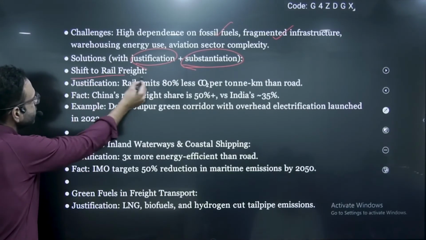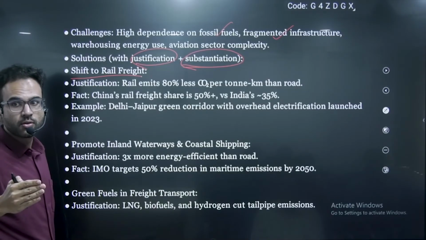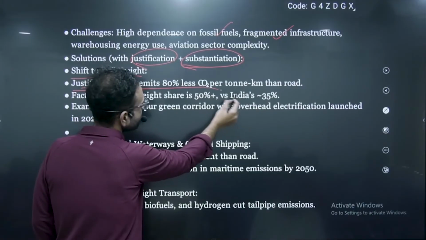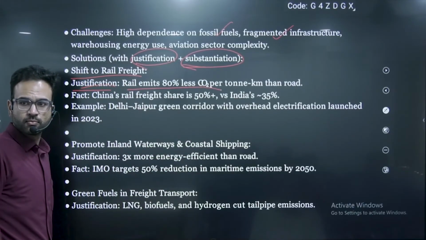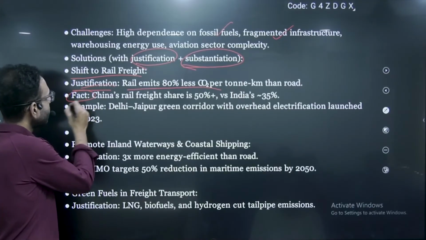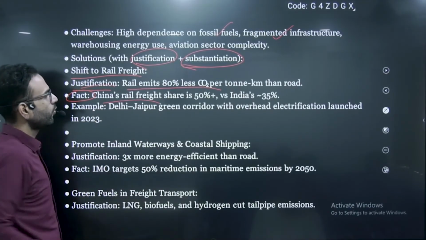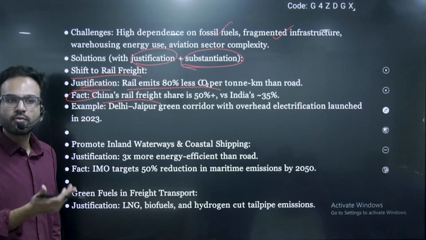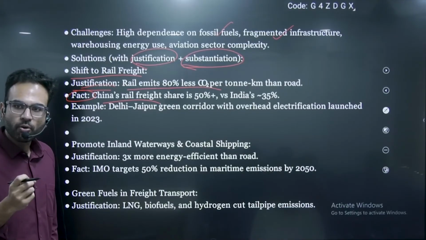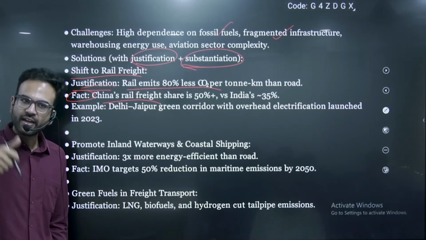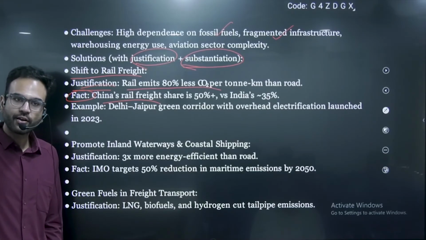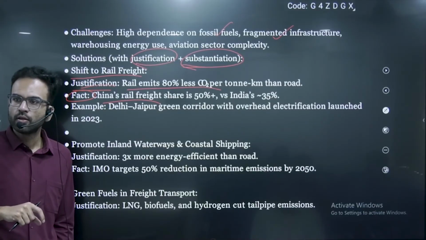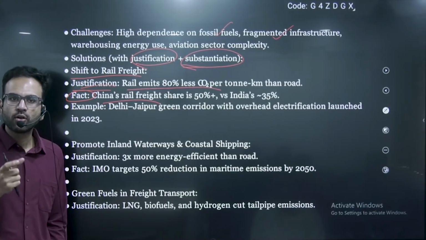Okay. So the first solution that we are proposing is shift to rail freight. What is the justification? Rail emits 80% less CO2 per ton. What is a fact to support? China is already doing that, so we should also do it. India's share is much less when compared to China. We have to learn from China. So by communicating these points, you are showing that you are aware of India's scenario, you are also aware of the global scenario, and you are trying to bring a solution which is practical. Okay? This makes your answer look very good.